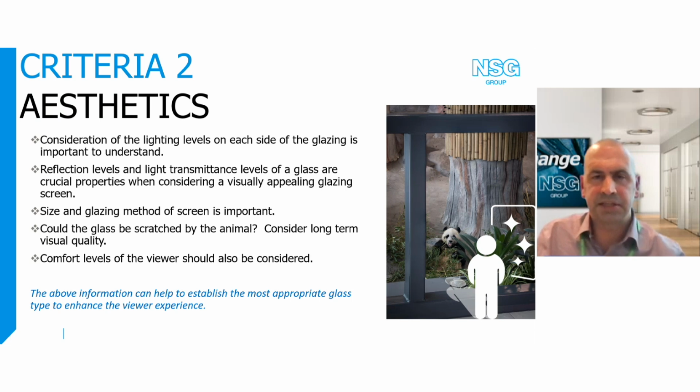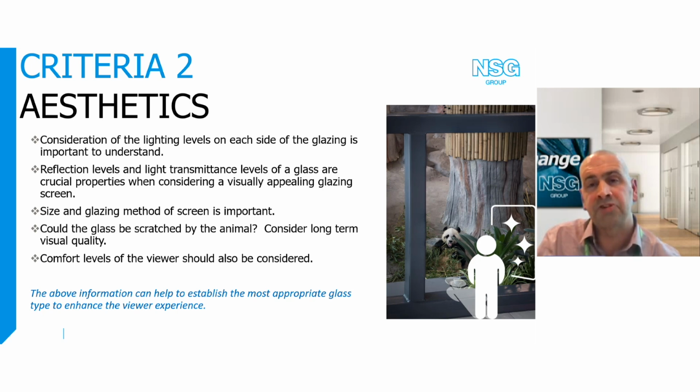In terms of aesthetics then, consideration of the lighting levels on each side of the glazing is important to understand. Ideally, the viewing public side should either be equal or darker than the animal side. Reflection and light transmission levels of a glass are key properties when considering a visually appealing screen to allow the public to successfully view the animal in its enclosure or habitat.